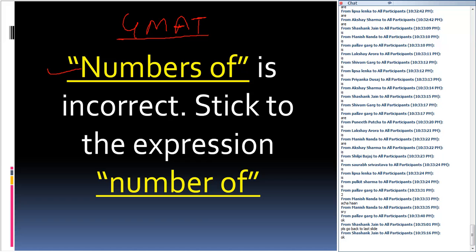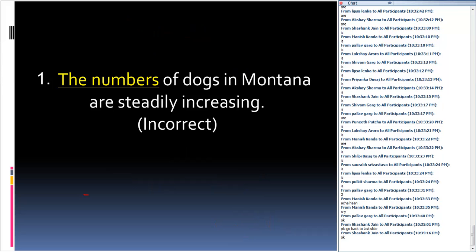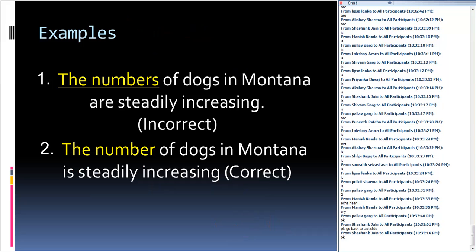Please remember this. But when we talk about CAT, then in CAT, remember numbers of अगर आया तो ये incorrect expression है. It should be number of. But GMAT में ऐसा नहीं है. Okay. So the numbers of dogs in Montana are steadily increasing. This sentence is going to be wrong according to CAT. This sentence is going to be right according to GMAT. Okay. So it actually according to CAT should be the number of dogs in Montana is steadily increasing.